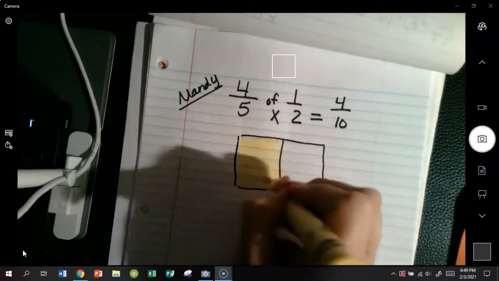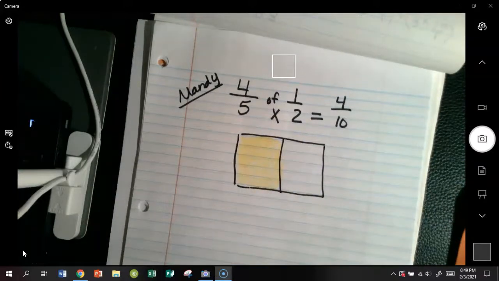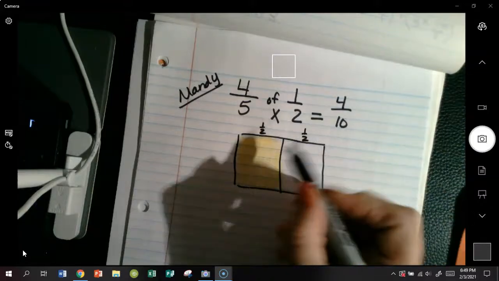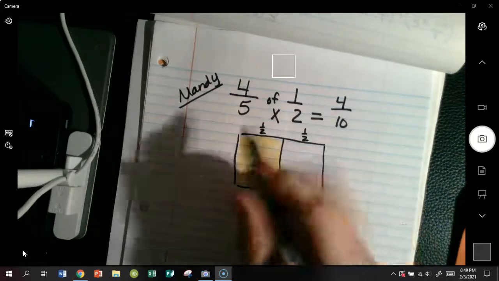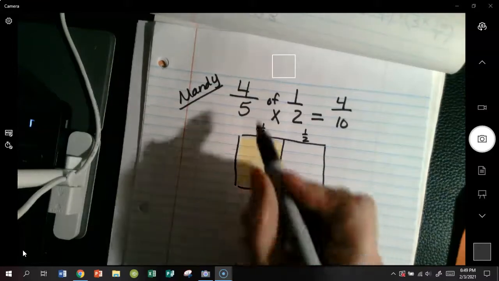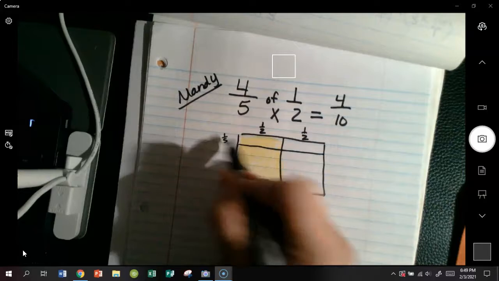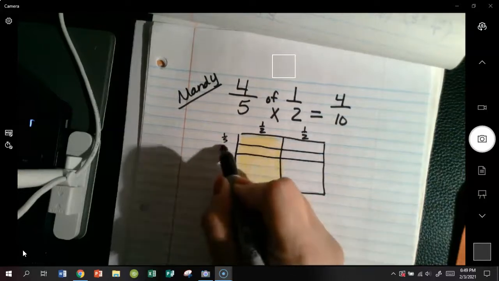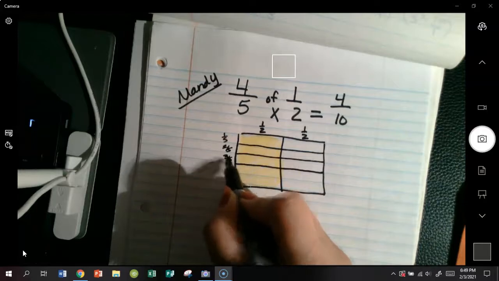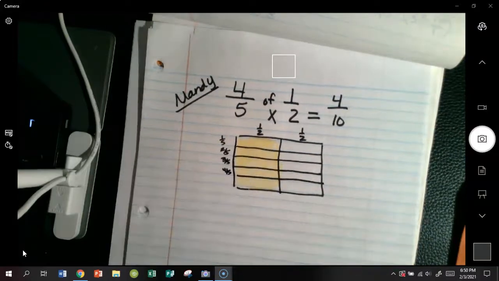Now what I'm tasked with doing is finding out what 4/5 of that is. So this is 1/2. And this is 1/2 because we're always talking about the whole in relation to the problem. So now I'm going to come over here and I'm going to draw my 4/5. There's 1/5. There's 2/5. There's 3/5. 4/5, and then 5/5 for the whole.